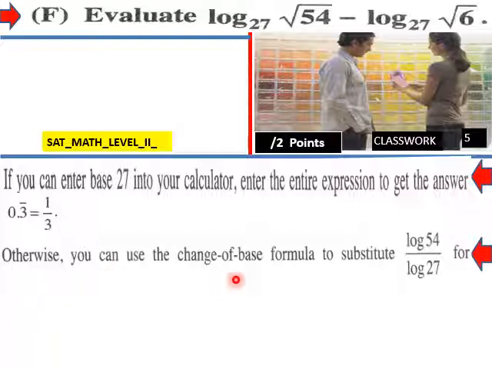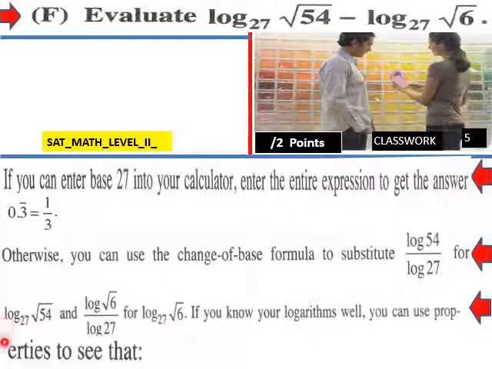Otherwise, you can use the change of base formula to substitute log of square root of 54 over log 27 for log base 27 square root of 54, and log square root of 6 over log 27 for log base 27 square root of 6.